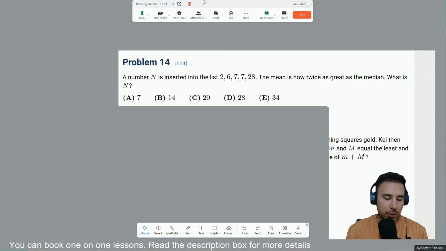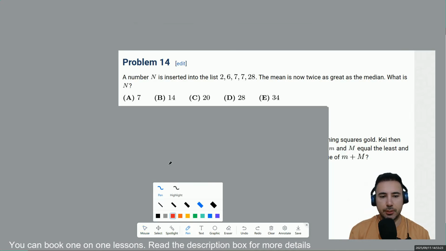Okay, let's do problem 14. After we do this problem together, I'm going to give you an advanced version of the same question so that you could do it at home. Let's read the question. A number n is inserted into the list. The mean is now twice as great as the median. What is n?